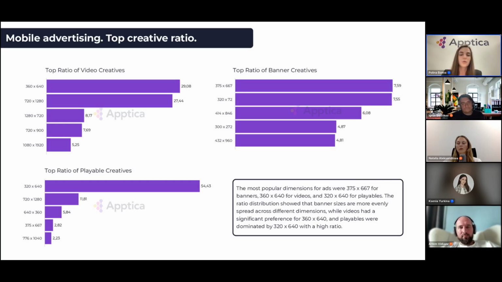Now I want to focus more on the creatives and on the formats of creatives, starting from top creative ratio. And on the slide, you can see ratios of video, banner, and playable creatives. And it's obvious that the distribution was more even for banner creatives, while for video and playable ones, there are some obvious leaders that occupied over half of advertising traffic for playables and almost a third of advertising traffic for video creatives.